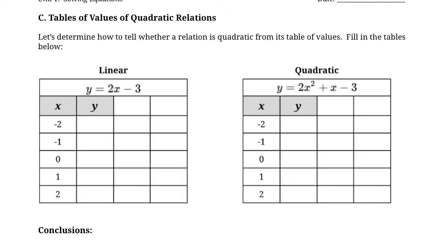A final criteria that we can take a look at is a table of values. And in order to compare something linear versus something quadratic, we have to take a look at calculating first differences and potentially calculating what we call second differences. Once you calculate first differences or second differences, there are specific patterns that you're going to see, which will help you conclude whether or not a relation is linear or quadratic.